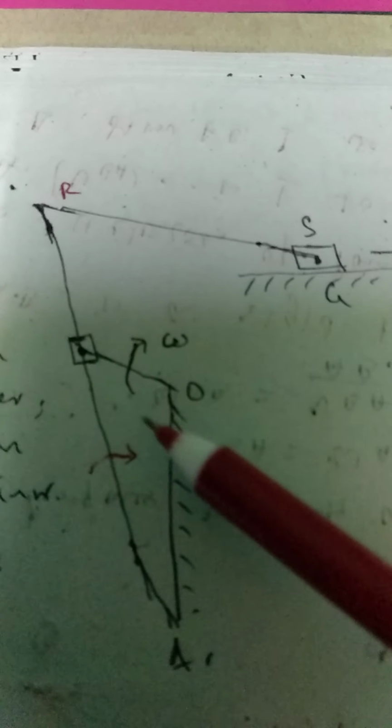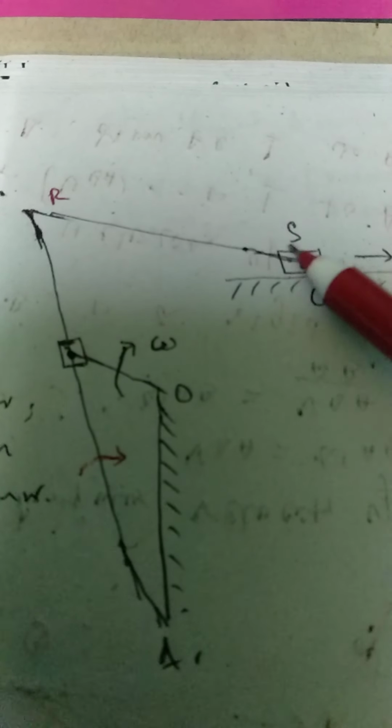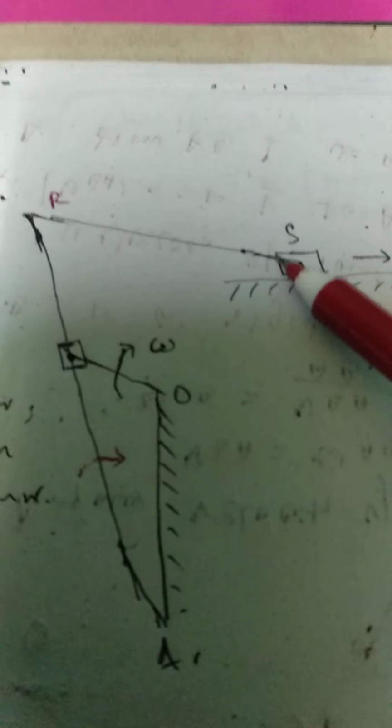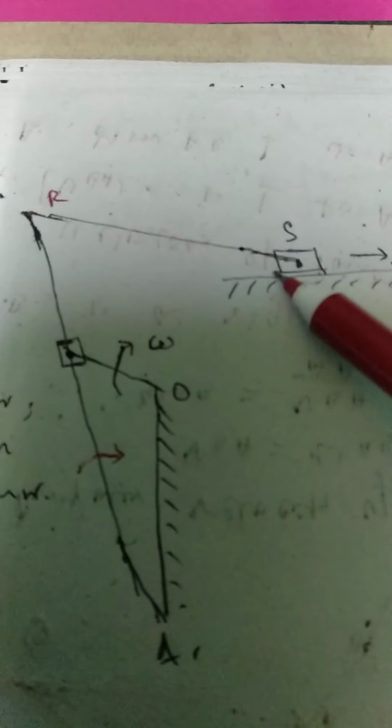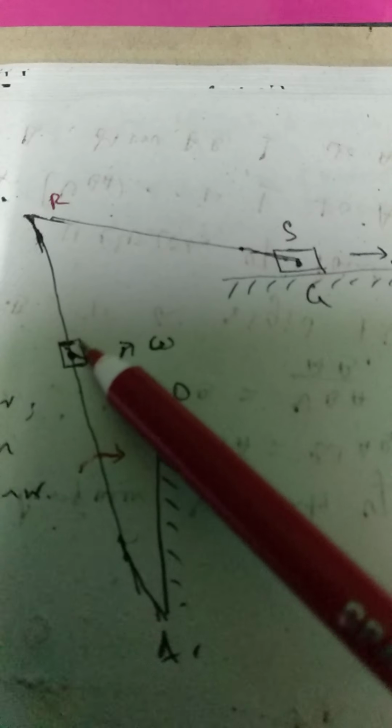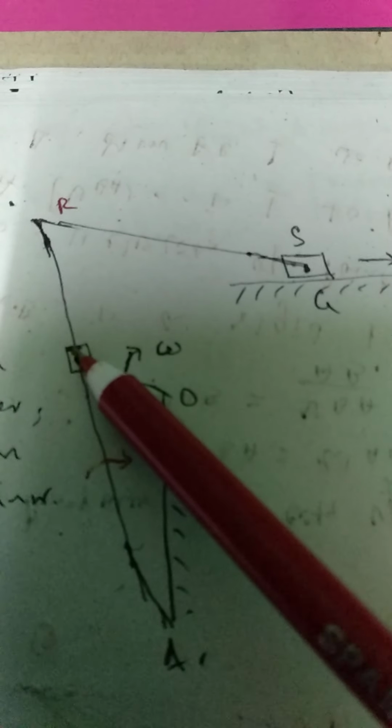So this is the crank. Okay, this link is the crank and this is the end tool. This is the lever, this is the ram which is connected to the cutting tool. So this acts like a slider which moves in the horizontal direction. And this is the bar on which this slider can move.